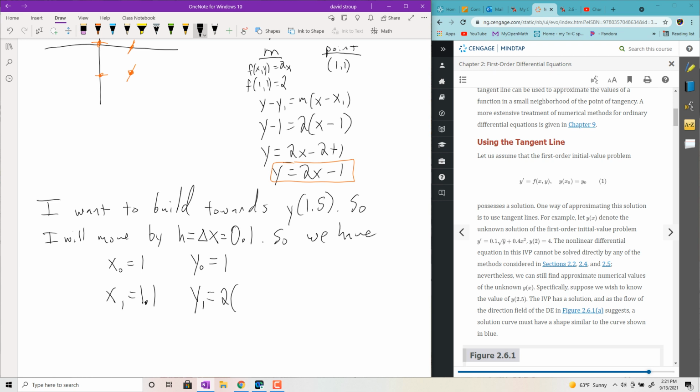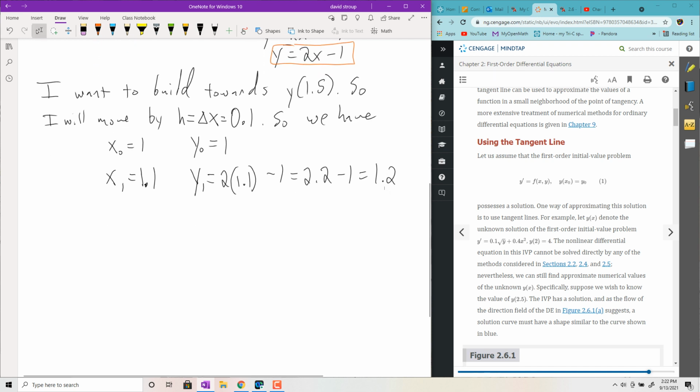Or actually, I want to use my new x value. So 2 times 1.1 minus 1 equals 2.2 minus 1, which is just 1.2. Once I get to this new point here, 1.1 comma 1.2, I create another equation of a line built off the differential equation, and then I can create another point.